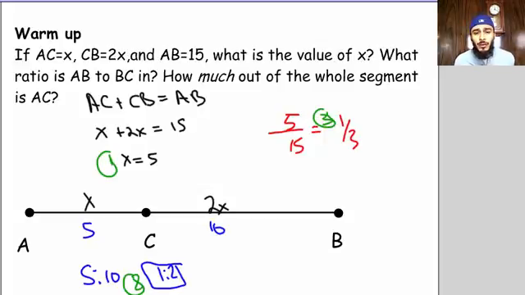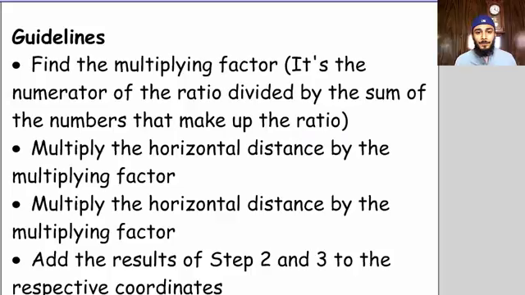We could also say, even though it's not asked, that CB would be 2/3 out of the whole segment. And that makes sense. If we just look at the coefficients, AC would be 1 out of the whole thing. So that means it's 1/3. And CB would be 2/3. The coefficient here is 2, so it's 2 out of the whole thing, which is 3. When you add 1 plus 2, you get 3.